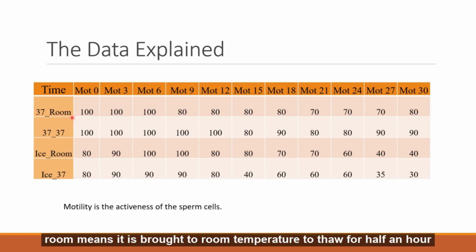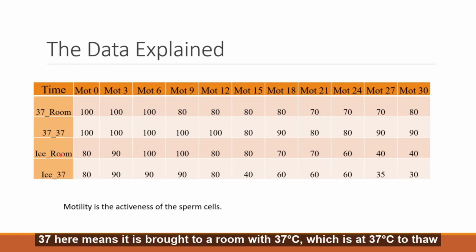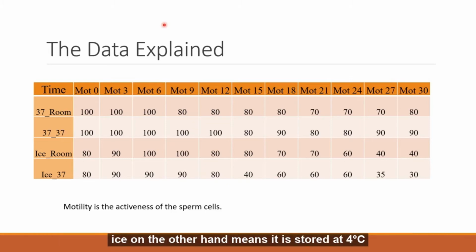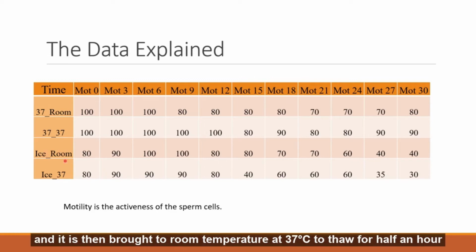Room means it is brought to room temperature to thaw for half an hour. 37 here means it is brought to a room with 37 Celsius, which is at 37 Celsius to thaw. Ice, on the other hand, means it is thawed at 4 Celsius and it is then brought to room and 37 Celsius temperatures to thaw for half an hour.